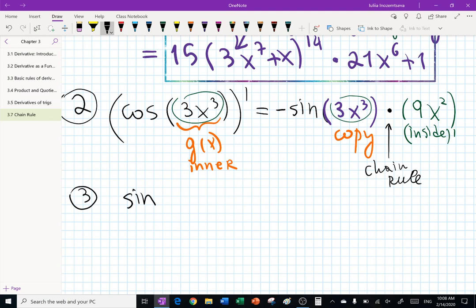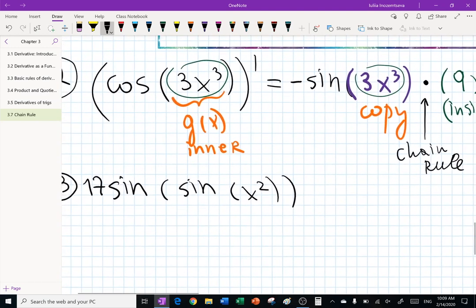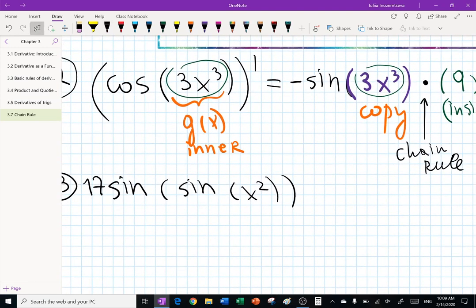17 sine of x squared. And this is what you're going to have on the mastery exam. We will give you a couple functions with double chain rule. That's chain rule twice. How do I know? Because the inner function is x squared. Then the outside function is sine. And then one more outside function is 17 sine.